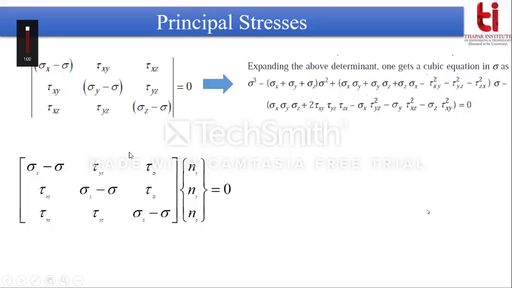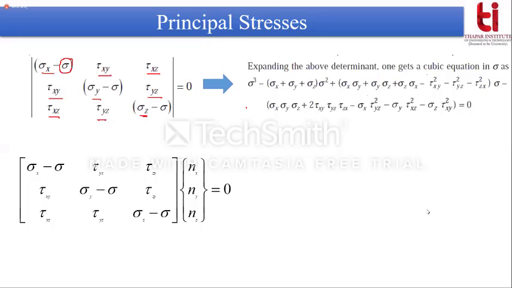Okay, so we have seen that if the state of stress is given to us, that is all the 6 stress components or 9 stress components, out of which 6 are equal to each other. So we have 6 stress components: sigma x, tau xy, tau xz, sigma y, tau yz, and sigma z. If these 6 stress components are known to us and we assume that sigma is our principal stress, we put it in this matrix form and equate its determinant equal to 0.